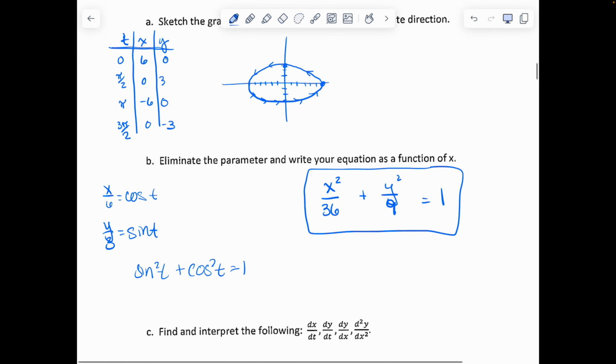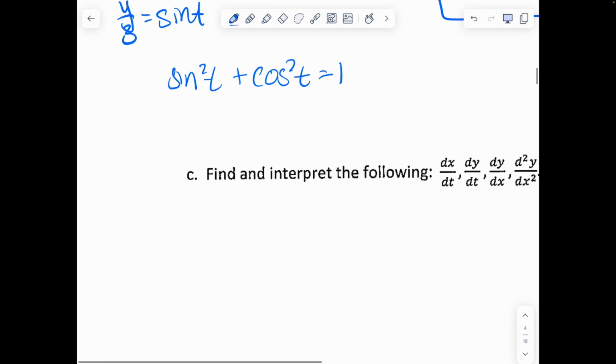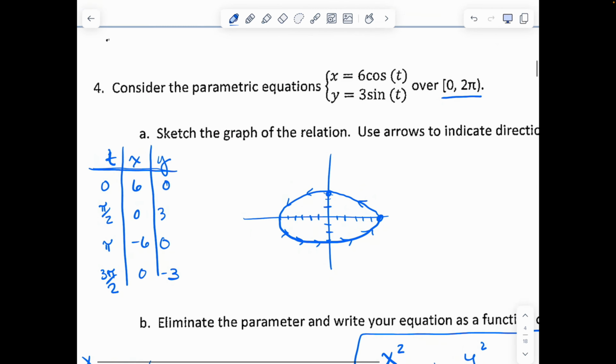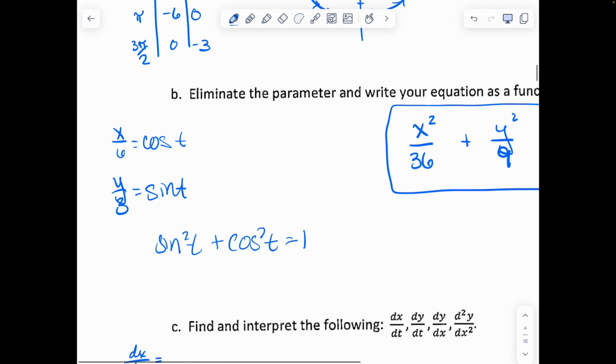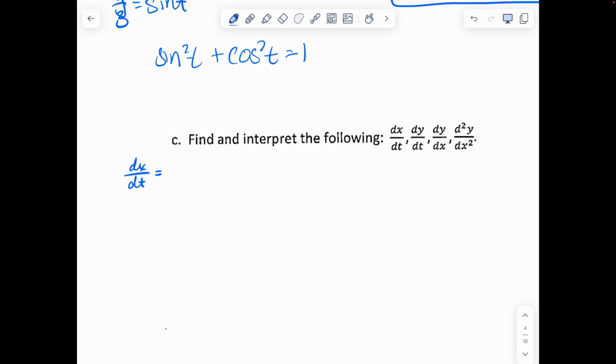Alright, let's find out these derivatives now. So dx/dt, this is the left and right motion, the rate at which we're moving left and right. So x is 6 cosine t. When I take that derivative, I get negative 6 sine t. dy/dt is my up and down, my rate of up and down motion. My y equals 3 sine t, so this is going to be 3 cosine t.